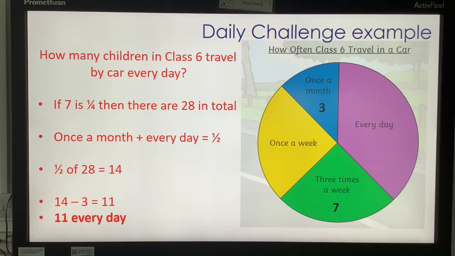Now, if you had an extension here that asked you for once a week, well, you already know once a week because it is 1/4, so you know that it is 7. So can you see how you're able to work out the values of all of those segments of the pie chart just by knowing 7 and 3?